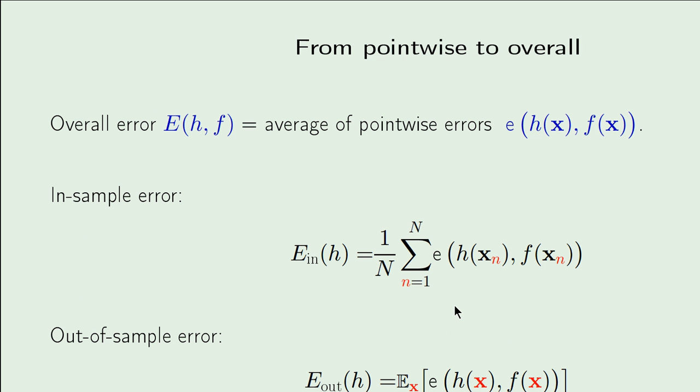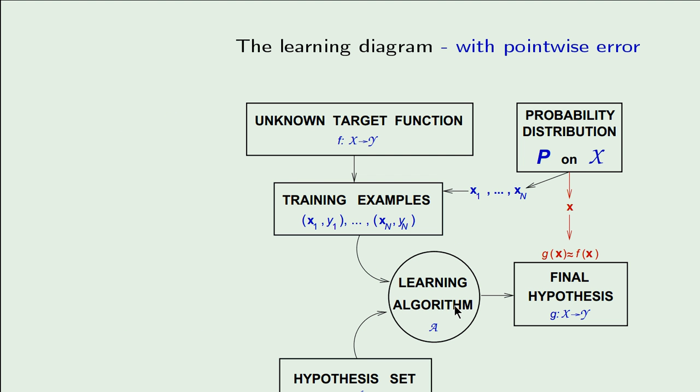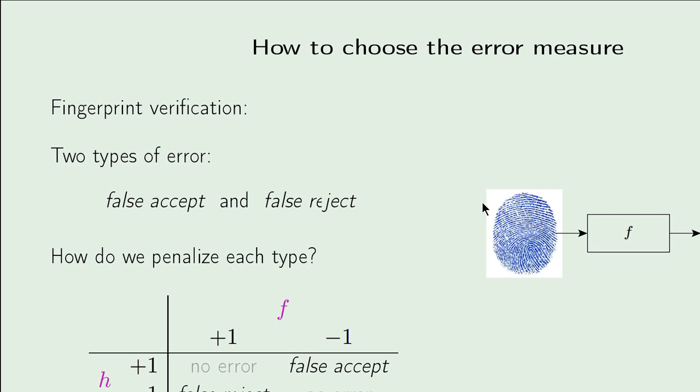And this is the in-sample error. Once again, there are different functions for the same. You can define... okay, so now this is where you approximate that g(x) is approximately equal to f(x). g(x) is the final hypothesis. And how do you choose the error measure here?